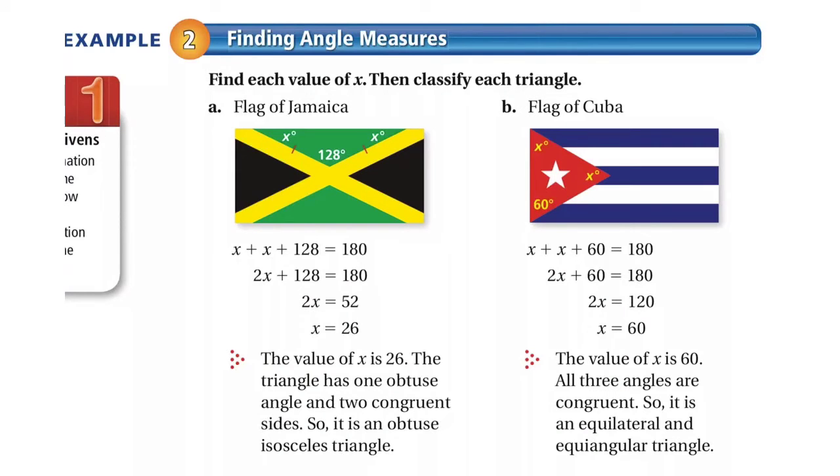For example 2 here, find each value of x, then classify each triangle. Remember, we're writing an equation. So for that green triangle on the Jamaican flag, we'll have x plus 128 equals 180. Combining like terms gives us 2x plus 128 equals 180. Subtract 128, then divide by 2, and x equals 26. The tick marks let you know that it's an isosceles triangle. The 128 lets you know it's an obtuse triangle. So you've got an obtuse isosceles triangle.